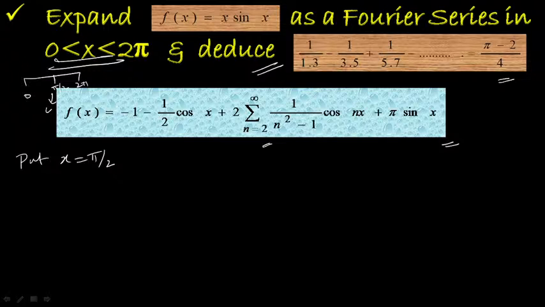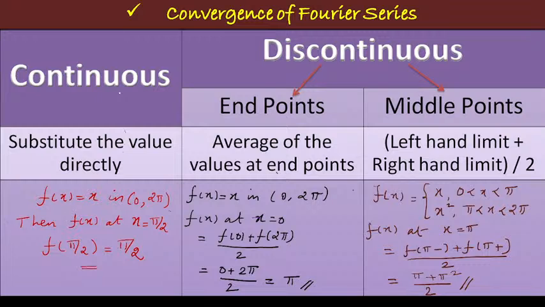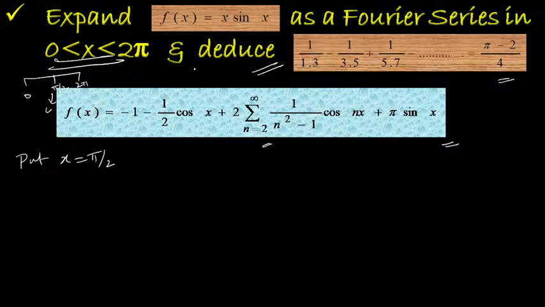Already we have discussed this under the topic of convergence of Fourier series. I am just showing you for your reference. The link is also given in the description box. For more details, you can refer to the link. So under convergence of Fourier series, if the point which we have taken is a continuous point, what we have to do is substitute the value directly. This is what we are going to do now, because x equal to pi by 2 is a continuous point.